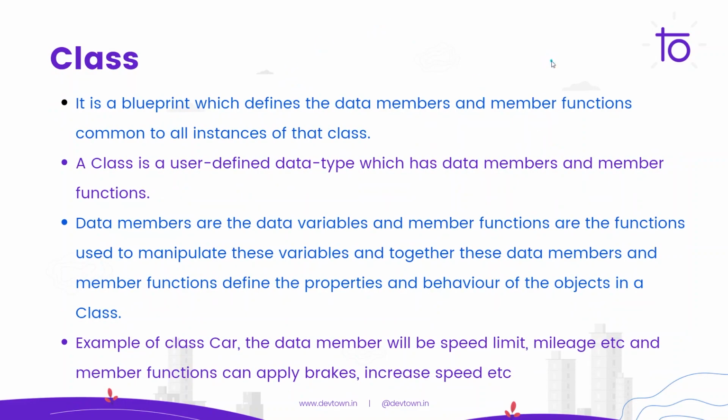So, what is a class? A class is a blueprint which defines the data members and member functions common to all the instances of that class. A class is a user-defined data type which has the data members and member functions. Data members are the data variables, and member functions are the functions which are used to manipulate these variables, and together they define the properties and the behavior which all the objects of that class will have.